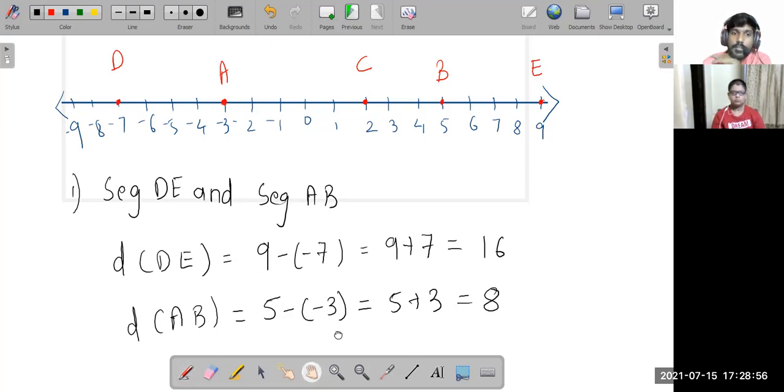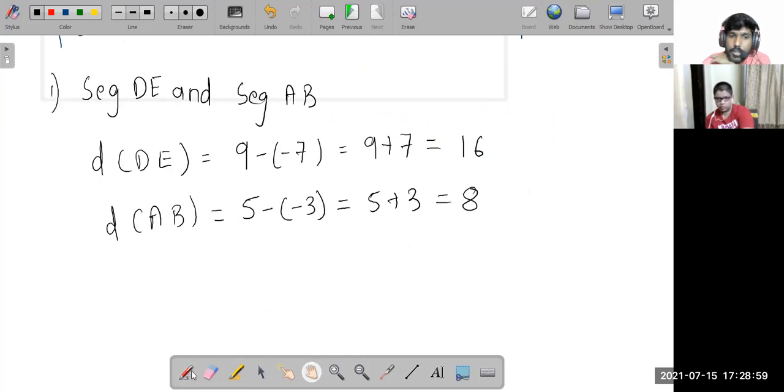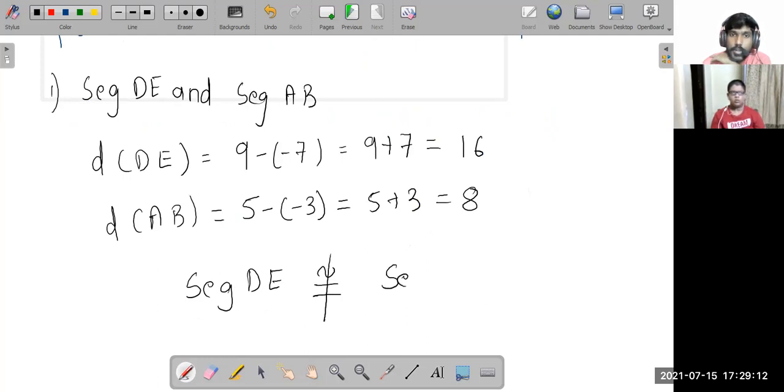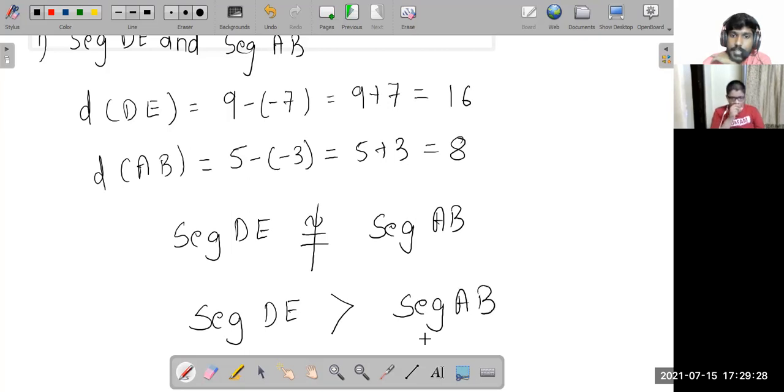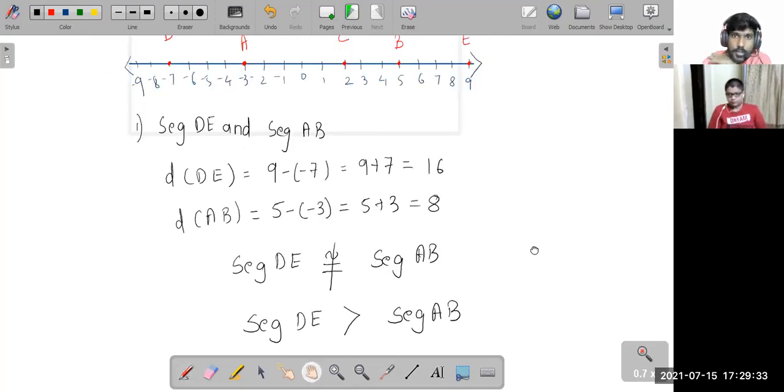So are they congruent? Is segment DE and segment AB congruent? No, sir. So segment DE is not congruent. Look at the screen. This is a sign for not congruent to segment AB. So if they are not congruent, then what are they? One is big, one is small. So we can say that segment DE is greater than segment AB. Is this clear? Yes, sir. Okay, I want you to write this down now.